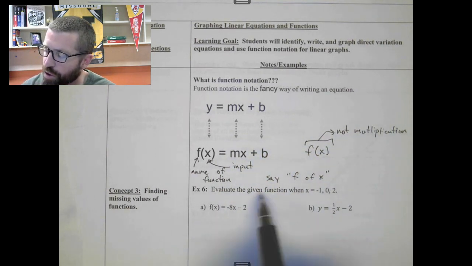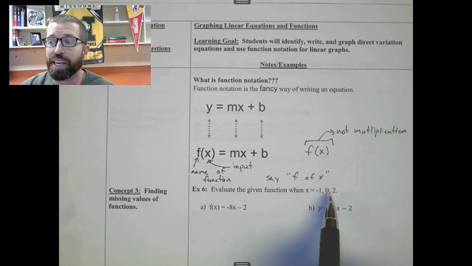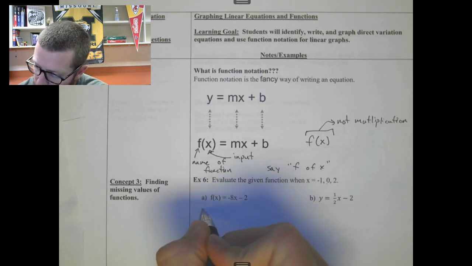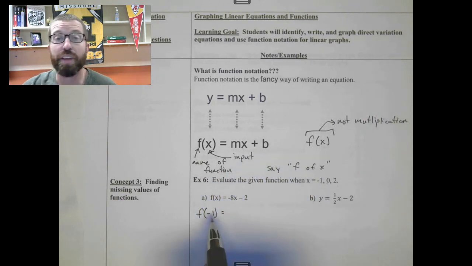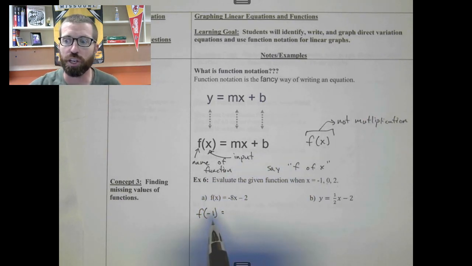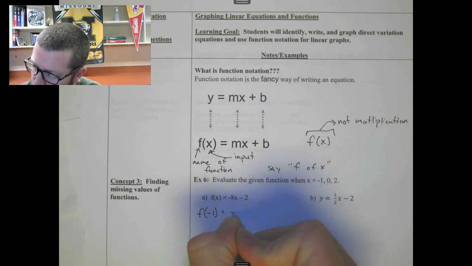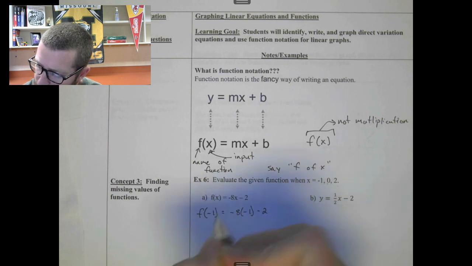So it says evaluate the function when x is equal to -1, 0, 2. What that means is you're going to plug in -1 for x. How you write that is f of -1. So you plug in -1 there, and that tells me, or anybody who's looking at your work, that you plugged in -1. And then over on the right side, plug in -1 and simplify.